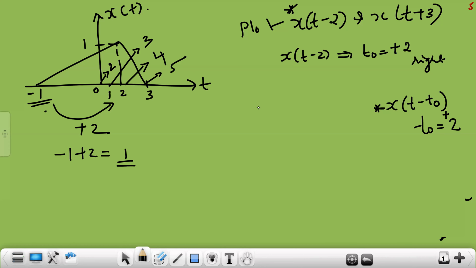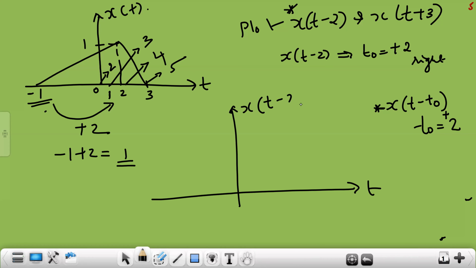So now we are plotting x of t minus 2, that is shifting towards right. So the signal will start from 1 to 5. And where will this peak lie? This peak will lie at 2 plus 2, that is nothing but 4.